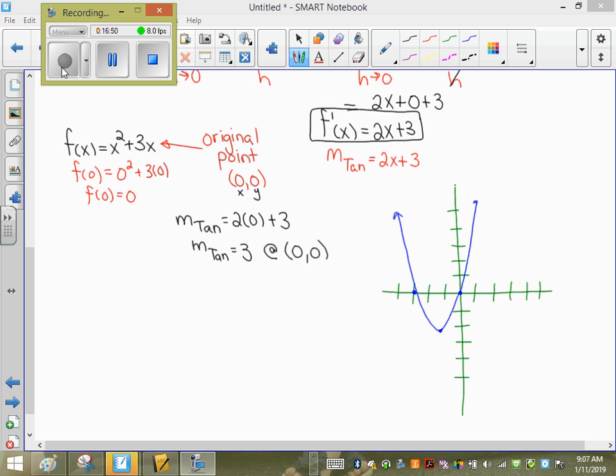Okay, so I'm going to prove that at 0, 0, if I draw a slope of 3 over 1, I'm going to get a tangent. Let's do that. I'm going to go from this point, 0, 0, which is what I just used, and go up 3 over 1. Remember, yours is going to be better because I just hand drew this, and it's probably not the most accurate.